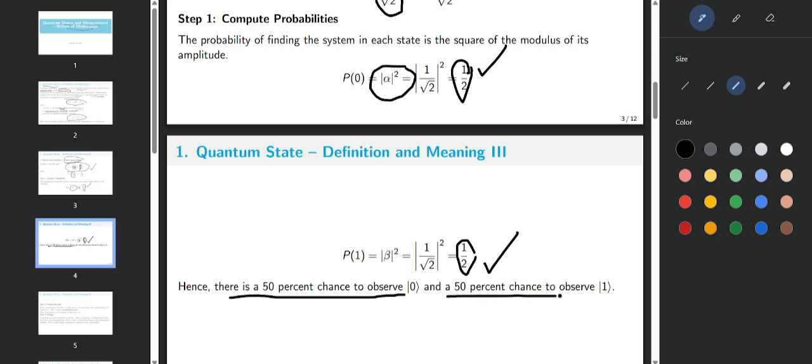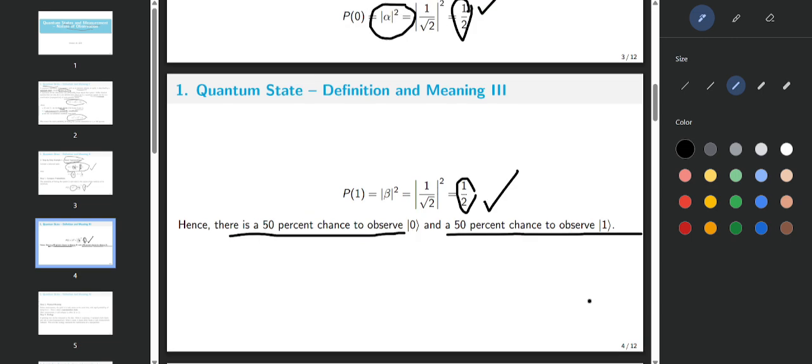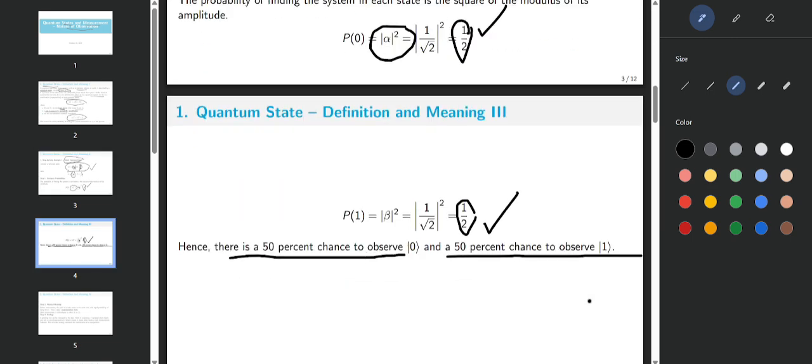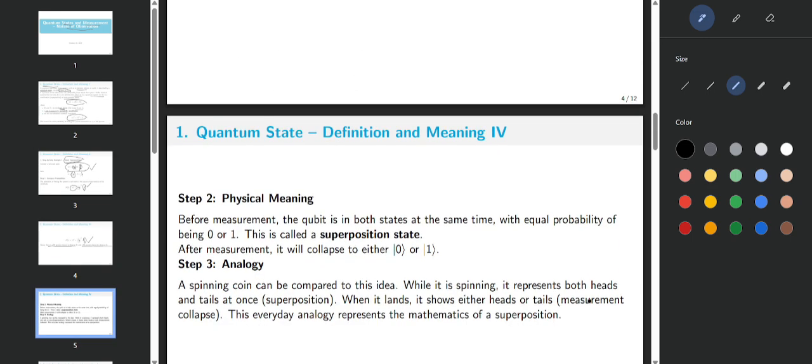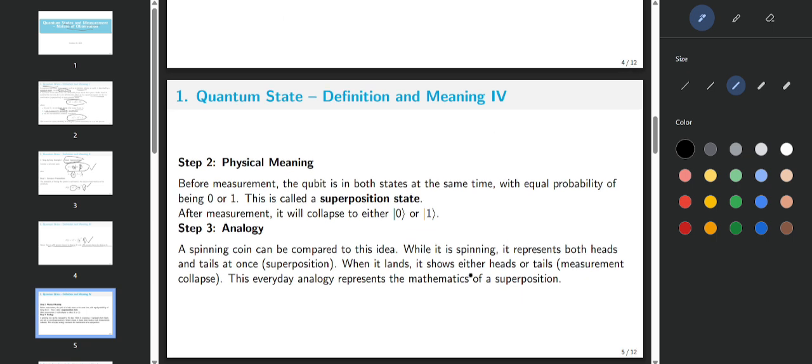Now moving on to the definition. Before measurement, the qubit is in both states, alpha ket 0 plus beta ket 1, with equal probability. We call this superposition. But after measurement, it will collapse to one of these two states, either ket 0 or ket 1.